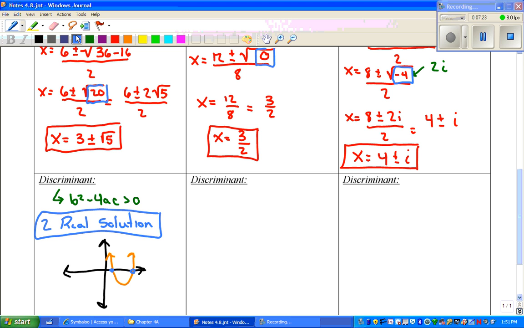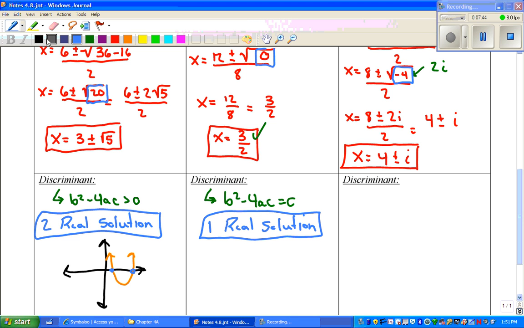The second one: if my discriminant b squared minus 4ac is equal to 0, look at how many solutions I ended up with here. I end up with one real solution. And we know that the graph, the parabola, touches the x-axis at exactly 1 point, and that point is going to be my vertex. So with this graph, your vertex touches your x-axis and creates one real solution.